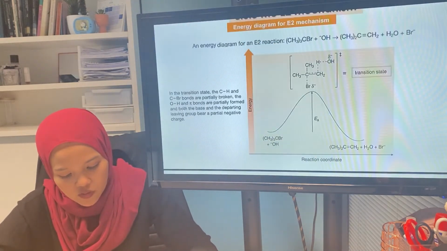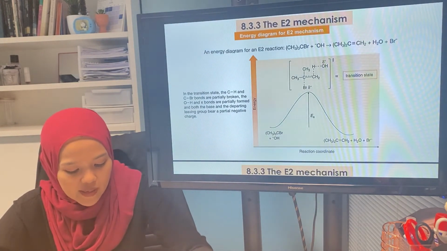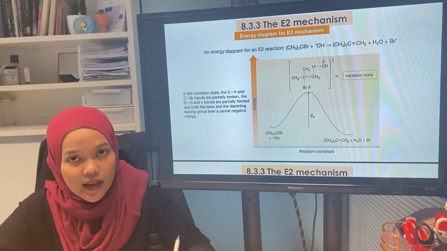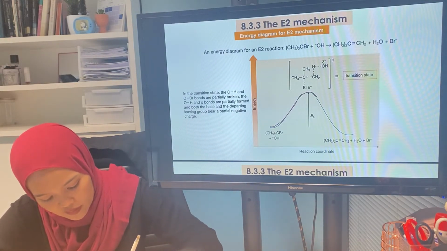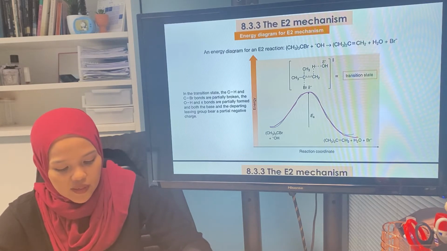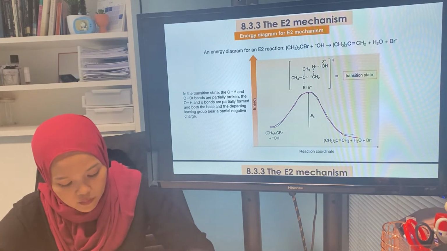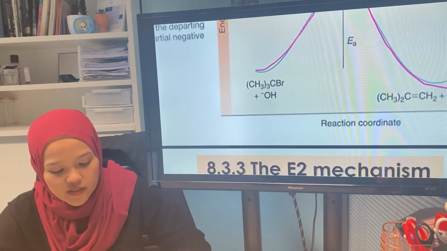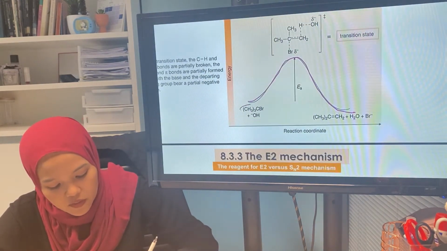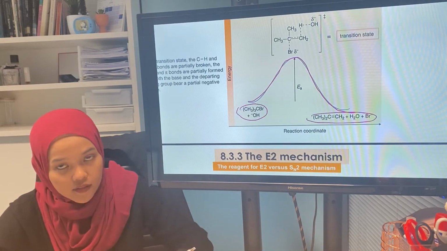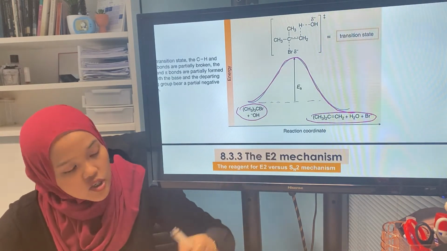Next, I am going to look into the energy diagram for the E2 mechanism. Because this reaction is one step, you are just going to see the energy diagram like this. This reaction is usually exothermic unless it is stated otherwise. From what you draw here, this is going to be your reactant, and this is going to be your product. Make sure that you know what the activation energy is. So this is the activation energy.